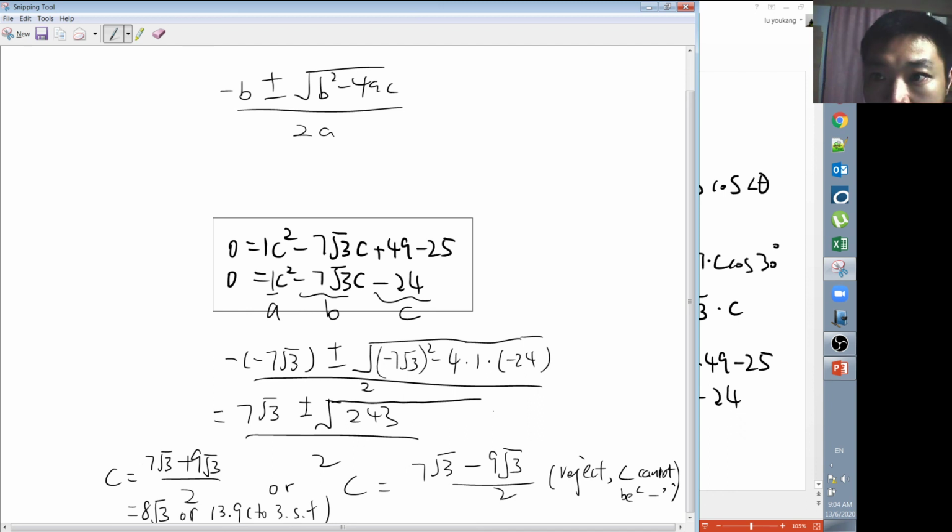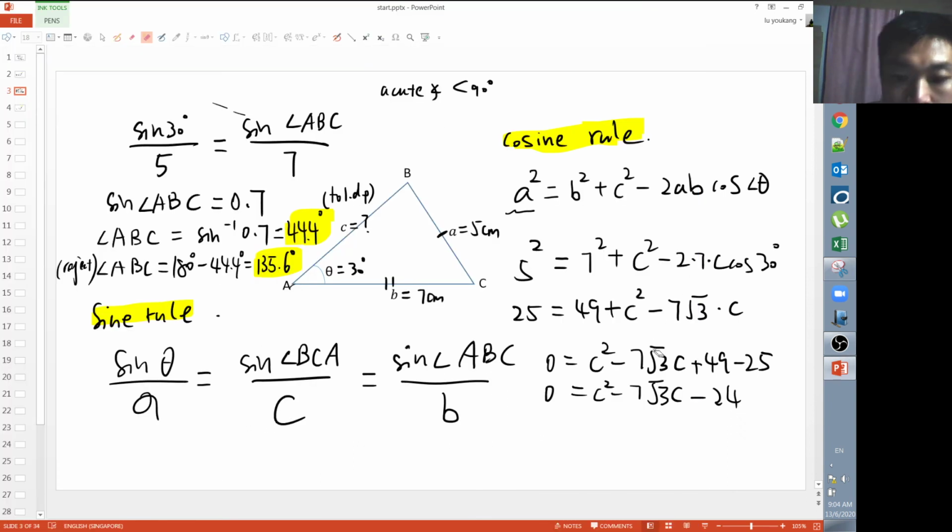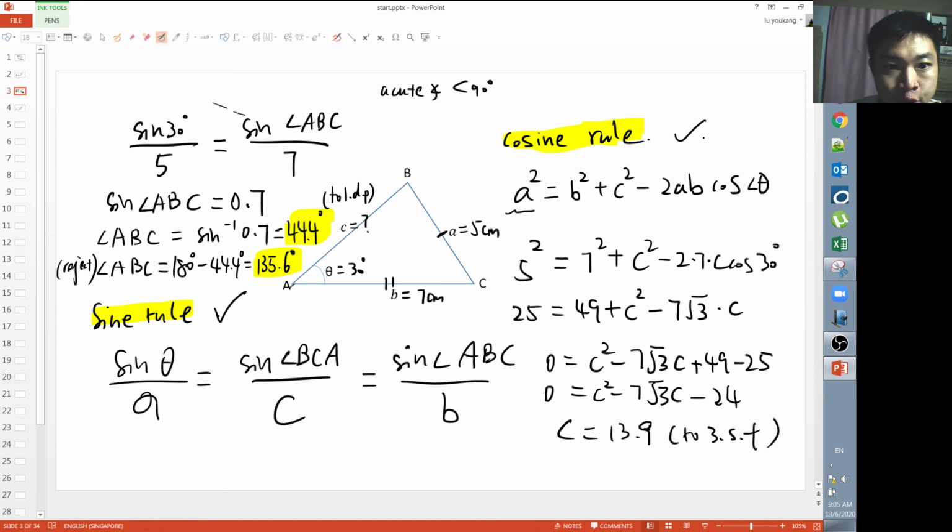Alright, come back to the question here. So C is equal to 13.9 to 3 significant figures. Let me write that better. Alright, so that's how you can make use of your sine rule and your cosine rule. I've demonstrated to you how you can make use of both your sine rule and cosine rule. With these two rules, you can make use of them to figure out questions on any type of triangle.